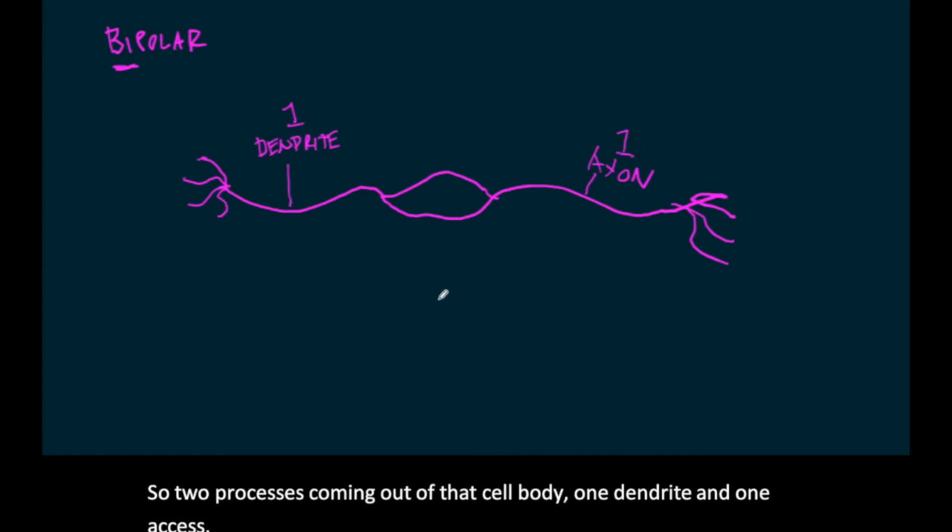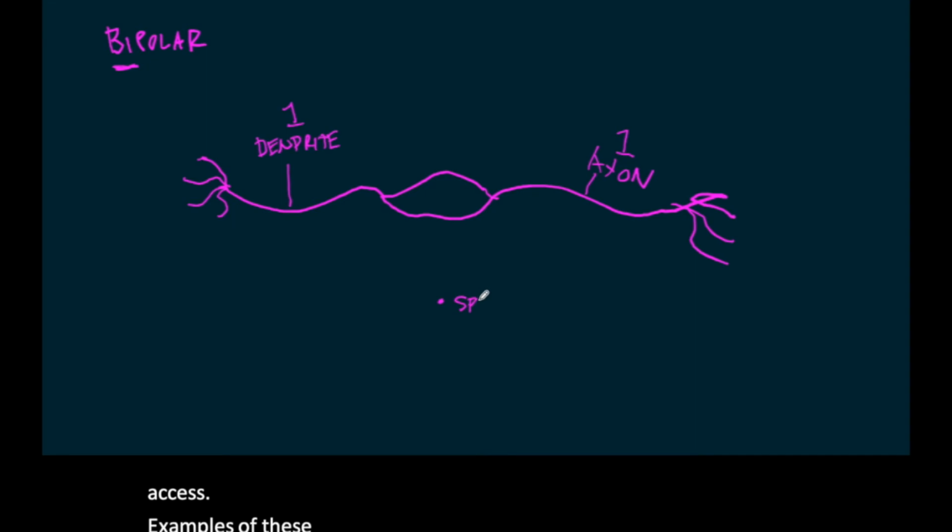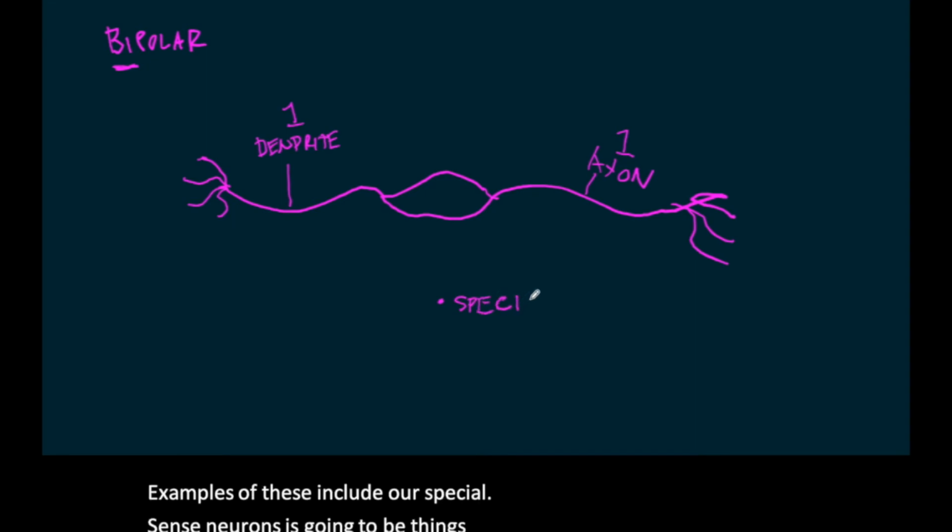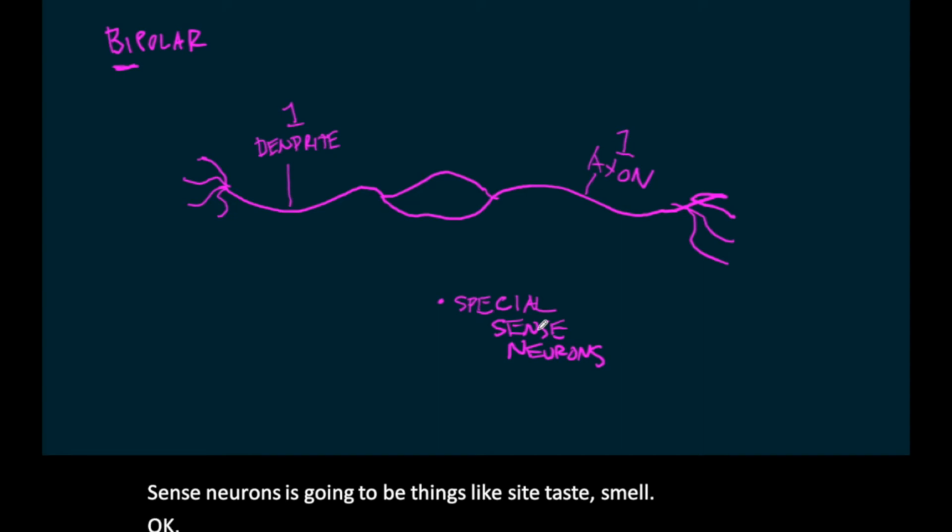Examples of these include our special sense neurons. So these are going to be things like sight, taste, smell. Okay, all right, let's move on.